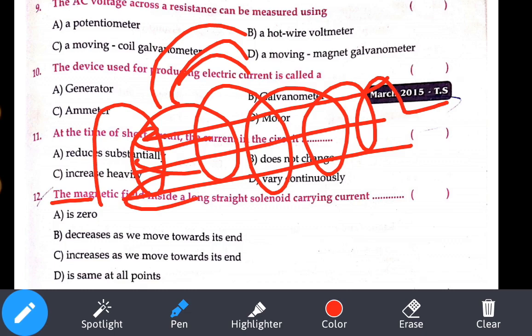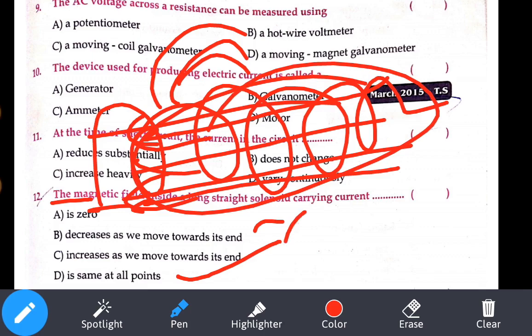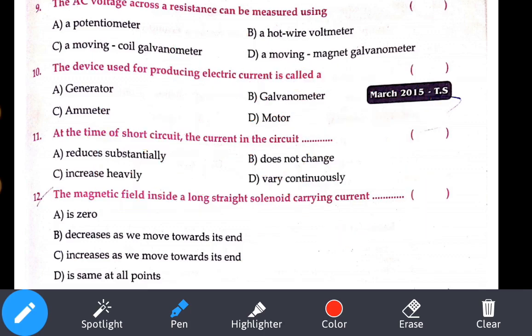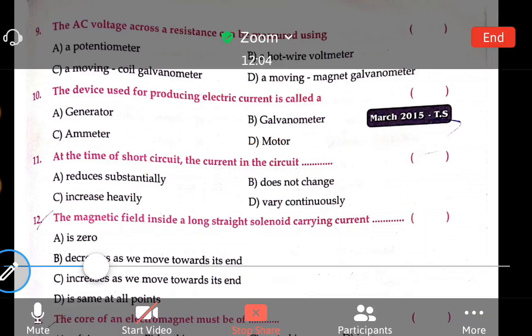So if you observe the options, it is 0, that is wrong; decreases towards the end, wrong; increases towards the end, wrong. It is the same at all points. Why is it the same at all points? Because inside the solenoid all the magnetic field lines will be moving parallelly. Parallel means what? Constant only. So we can say it is the same at all points.